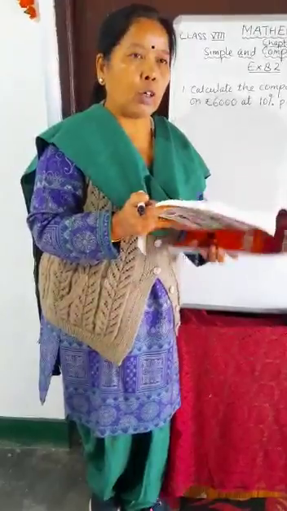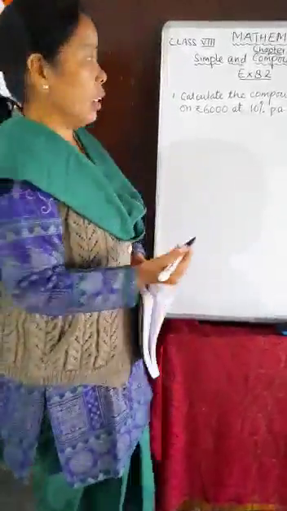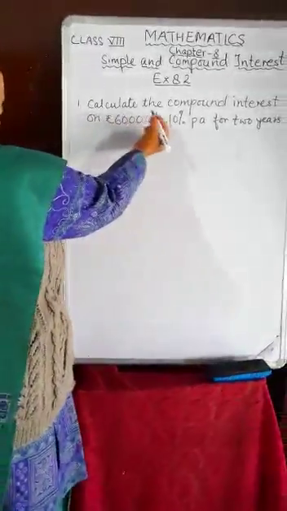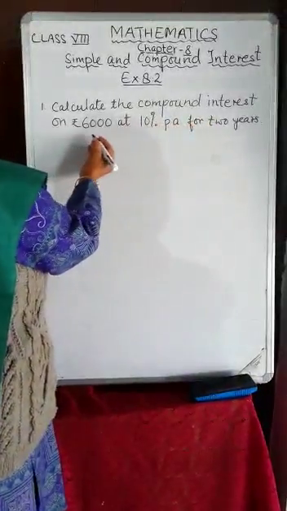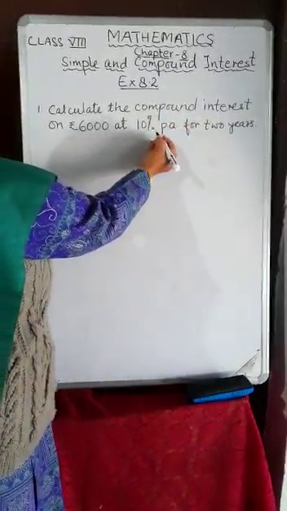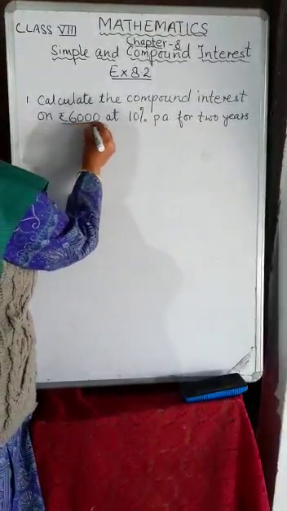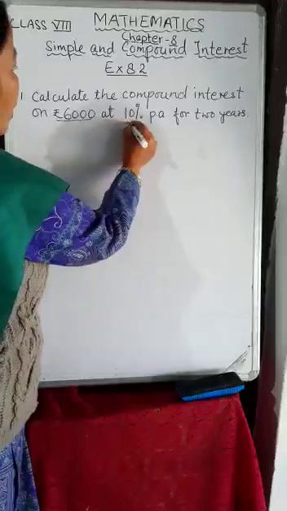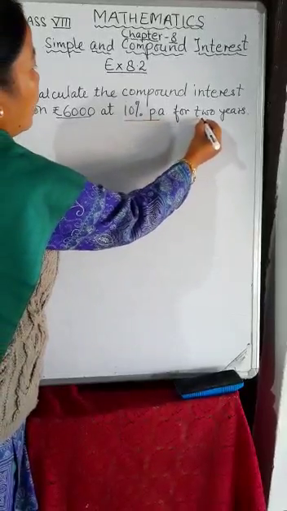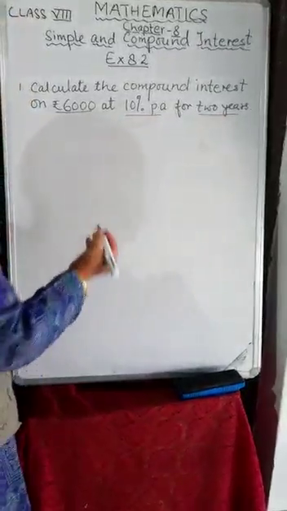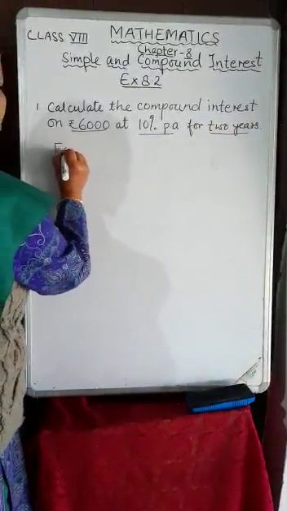Now see the question of 8.2 exercise. Question number 1. Calculate the compound interest on rupees 6,000 at 10% per annum for 2 years. Now here the principal is 6,000, rate is 10% and the time is 2 years. So first of all, for the first year, we'll find out the interest.